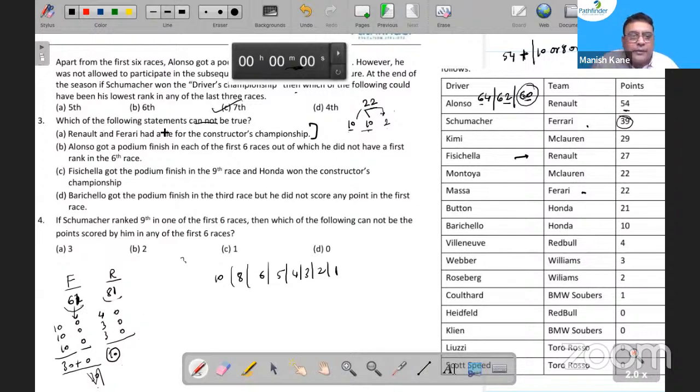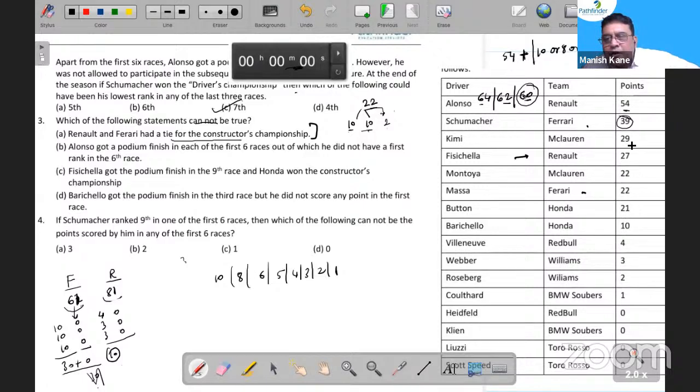So you cannot say that Renault and Ferrari cannot have a tie. But now we have to see whether they have a tie for the Constructors' Cup. Correct? They have a tie for a Constructors' Cup. So what are the remaining ranks? You have to see which are the other 2 teams which are close to Ferrari and Renault. So which is the other team which is close to Ferrari?